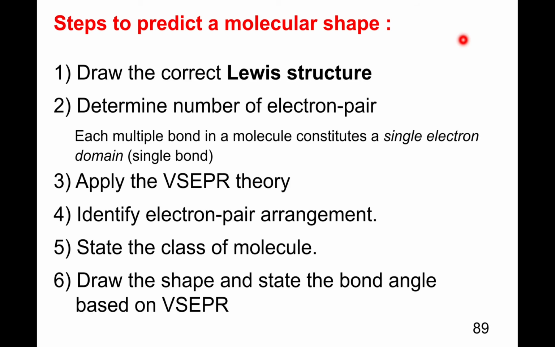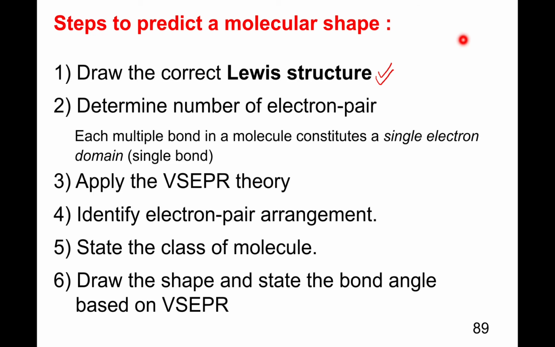Okay, so these are the steps you need to do in order to predict the molecular shape. The first one, you need to draw the correct Lewis structure. This is the first step, and it is very important. You need to have the correct Lewis structure.